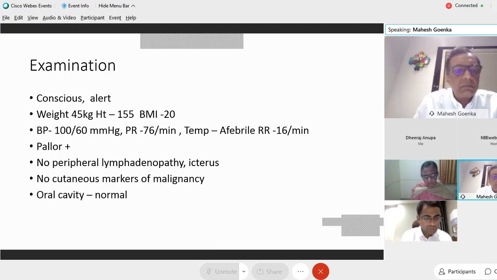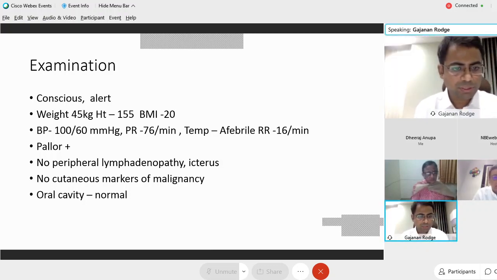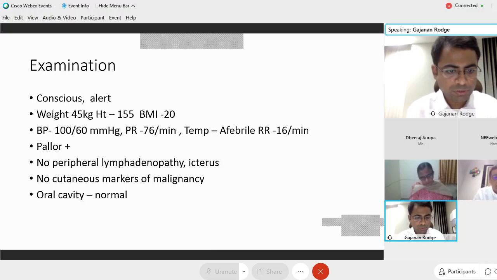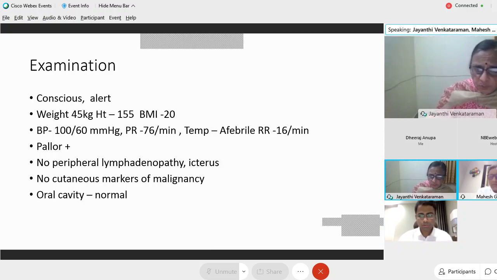On examination, patient conscious, alert, weight of 45 kg, BMI of 20, blood pressure 100/60 millimeters of mercury, vitals are normal, pallor present, no peripheral lymphadenopathy, no cutaneous markers of malignancy, oral cavity is normal. So oral cavity, very important, must examine. They're not looking for cutaneous markers of malignancy. That was what I was referring to. You should call it as no extraintestinal manifestations of inflammatory bowel disease. That's very important.